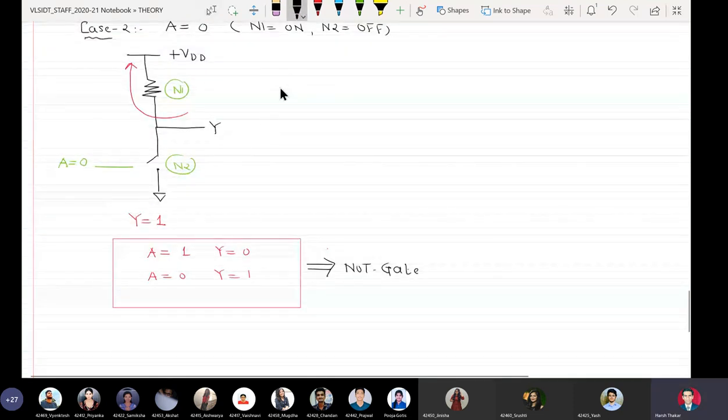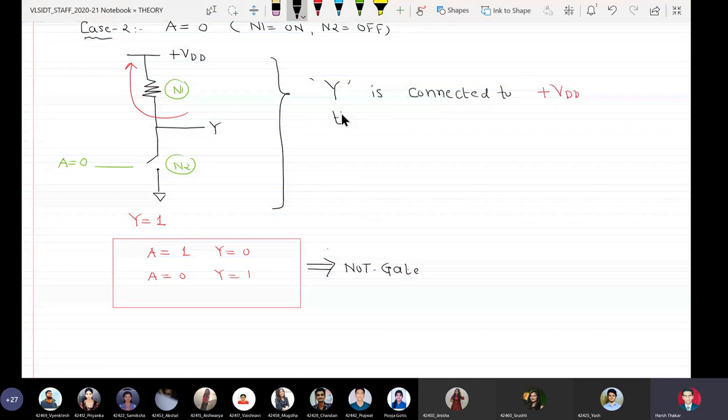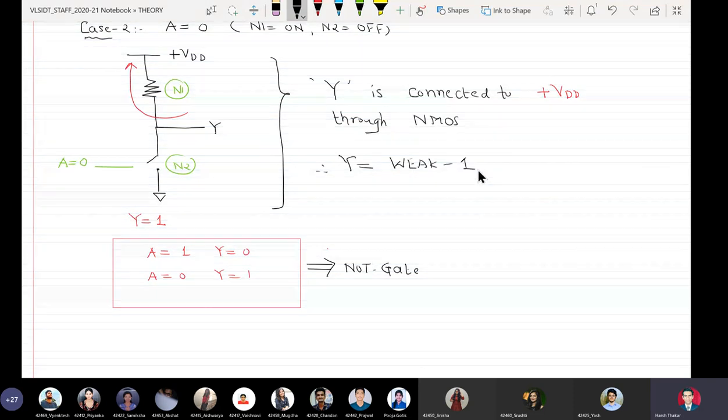You must not have studied this in your second year. Here, Y is connected to plus VDD through NMOS. Therefore, Y is not equal to 1, it is equal to weak 1. This is the problem with this logic family. This is very, very important.